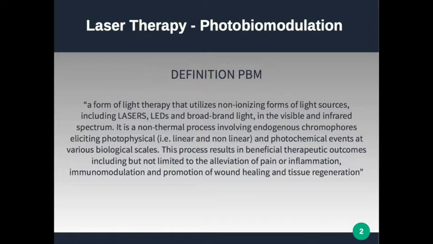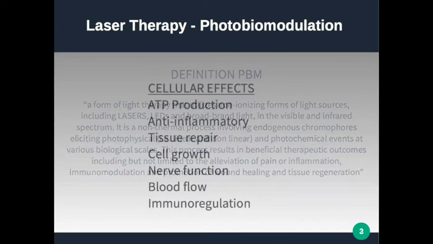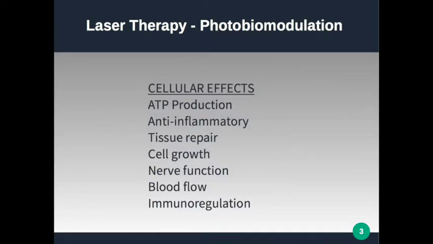Which means that the photons from the wavelengths hit the chromophores in the body. Chromophores are usually metals such as iron or copper centers in proteins and enzymes in the body. The photon is absorbed by the chromophores and triggers a series of events such as the increase of ATP production, reduce acute inflammation, reduce fibrous tissue of chronic inflammation, accelerate tissue repair and cell growth, improve nerve function, blood flow, and regulate the immune system.